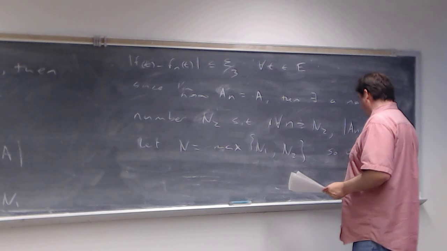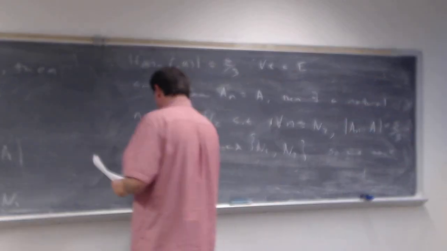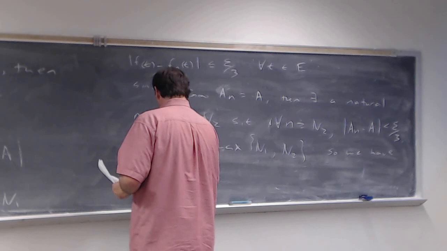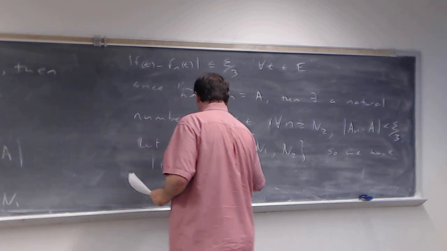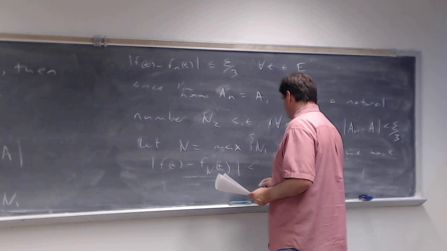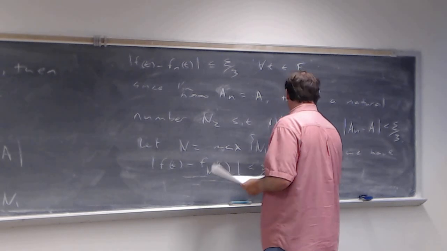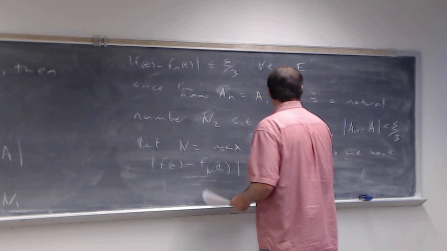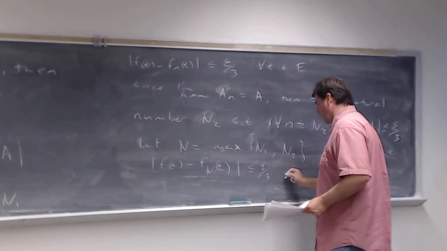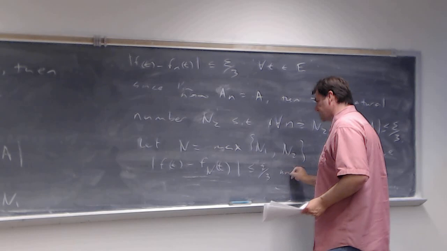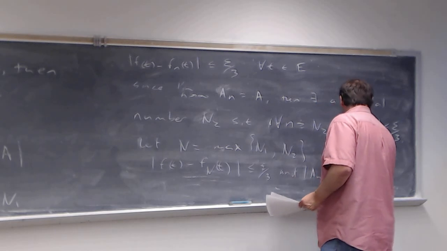So we have that the norm of f of t minus f sub big N of t will be less than epsilon over 3. Say less than or equal to, it doesn't matter. This is the sign, less than or equal to. And the norm of a sub n minus a is going to be less than or equal to epsilon over 3.